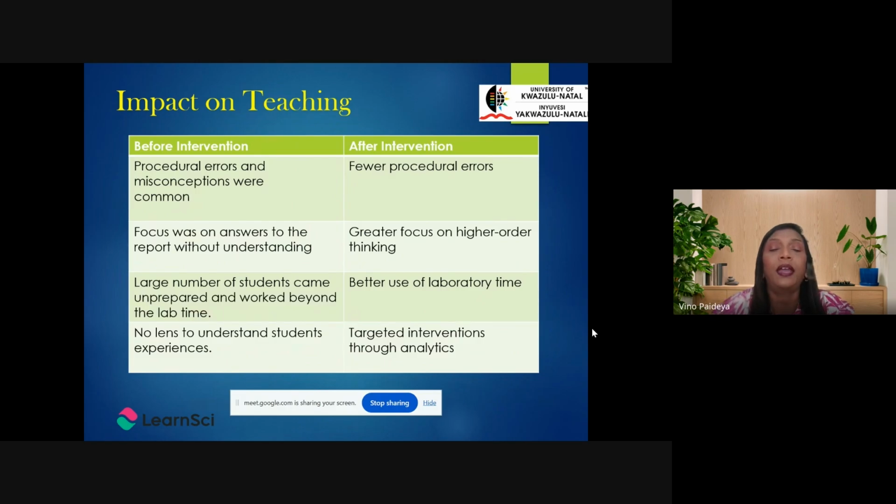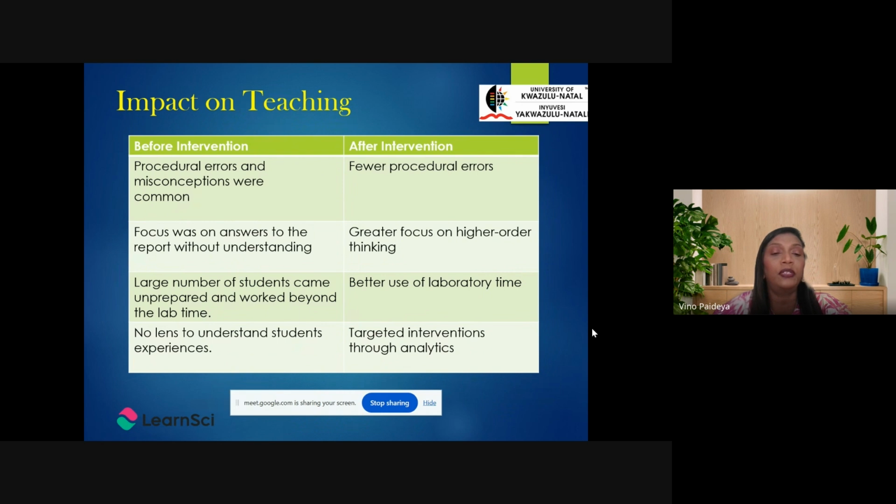Right, I've done a table to show the prior experiences and the experiences after the intervention. As I said before, procedural errors and misconceptions were very common before, and now we see few of them. The focus was on answers to the reports without understanding prior, and now there's greater focus on higher order thinking. And we see this in the way the students answer the questions that we pose to them during the lab.